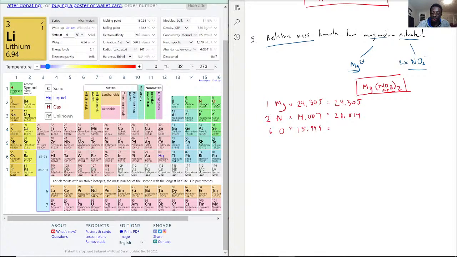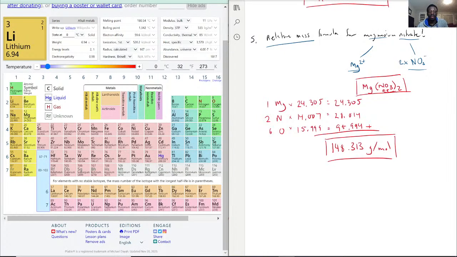And then when we do oxygen, it will be, whoops, not 63, it will be 95.994. And then we add all of these together because you have to add up the constituents. So it'd be 95.994 plus 28.014 plus 24.305. Okay? And in total, we get 148.313 grams per mole for the relative mass of magnesium nitrate.